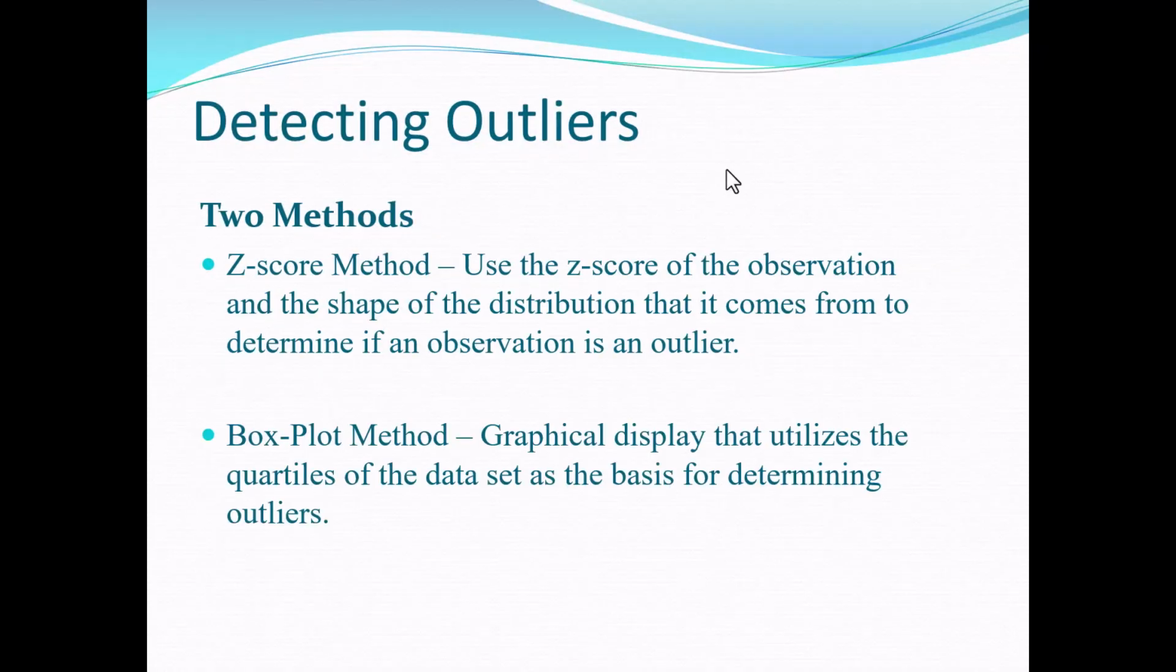The second method is referred to as the box plot method. This is a graphical display that utilizes the quartiles of the data set as the basis for determining outliers. Notice what I didn't say. I didn't say the quartiles identify the outliers, but they are the basis for determining outliers. One of the key differences between the z-scores and the box plots is how the outliers are identified.